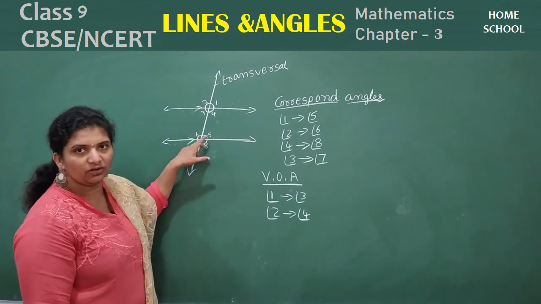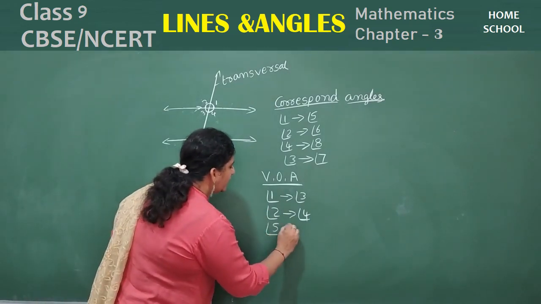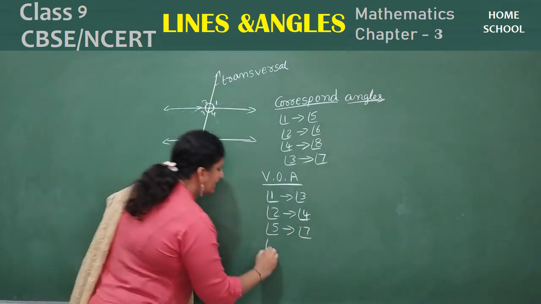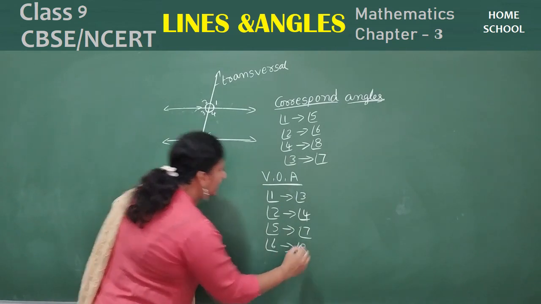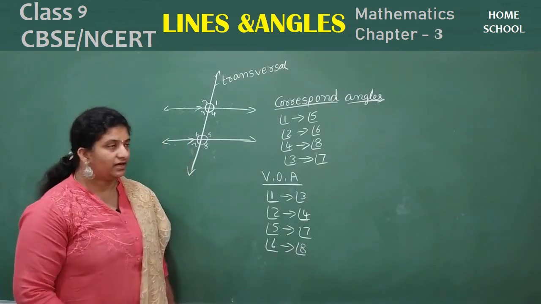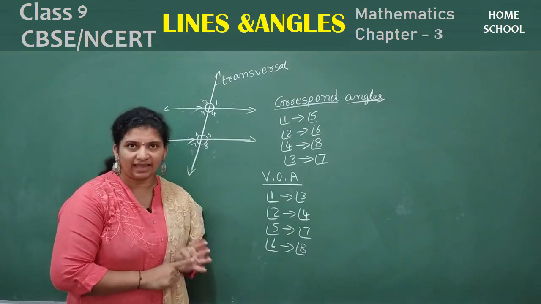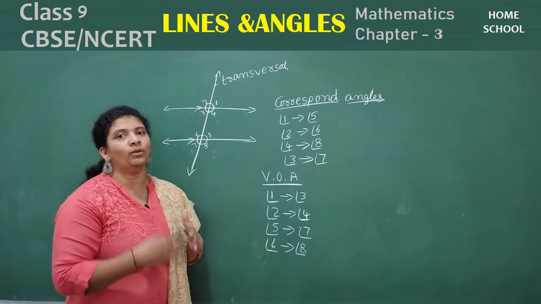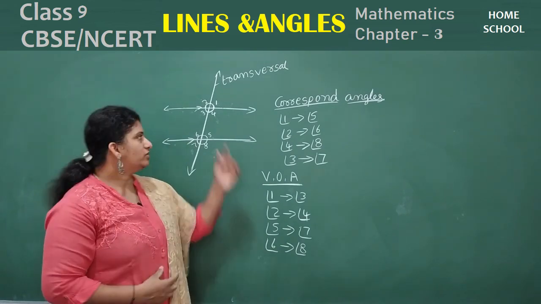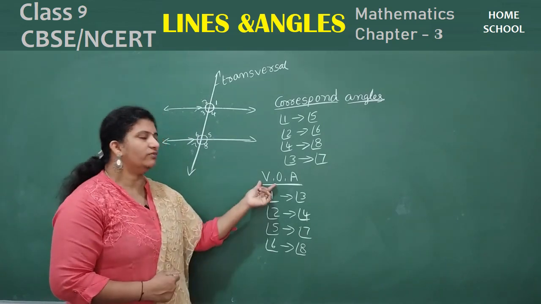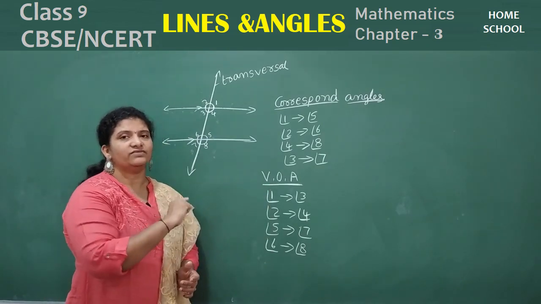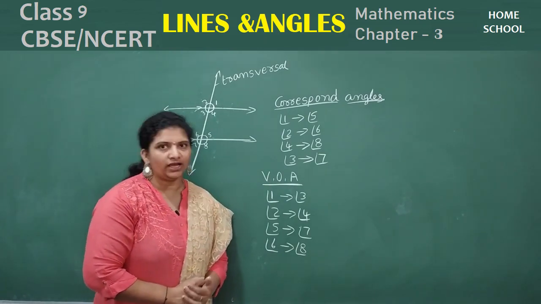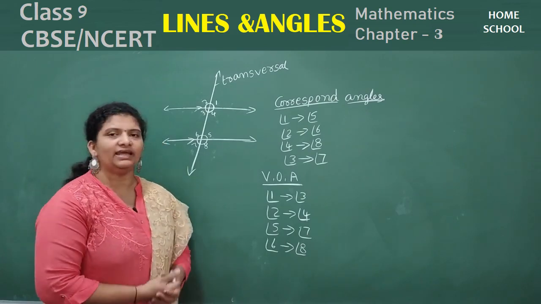Similarly, look here. Angle 5, identify its vertically opposite angle here. Angle 7 and angle 6. What is its vertically opposite angle? Angle 8. See here, adjacent angles are all side by side angles. Corresponding angles are the angles which are in between two parallel lines. Right? Those are corresponding angles, and vertically opposite angles are the angles exactly opposite to one another. So the next angle we are going to learn is the alternate angle.